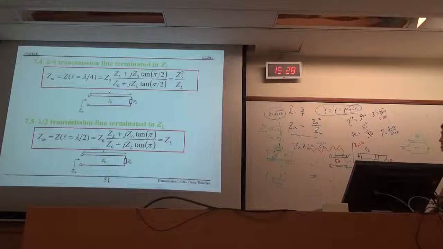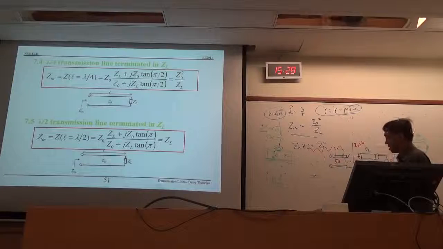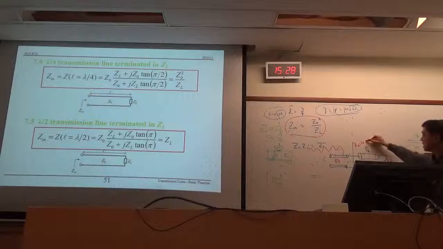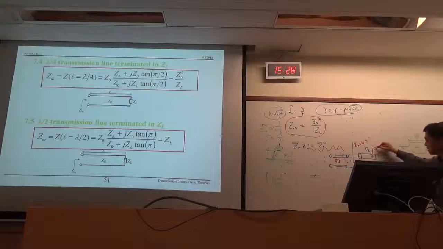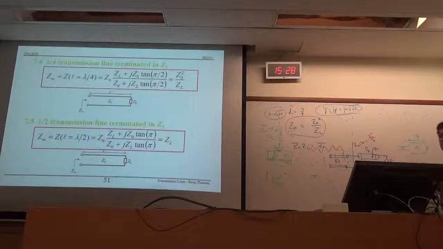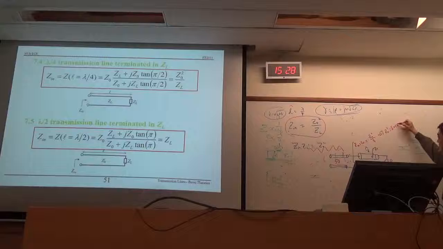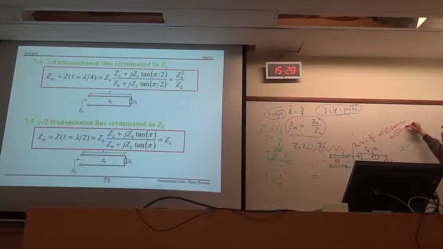Now, according to these equations over here, Zin is equal to Z0 squared over ZL. So if my Zin needs to be 50, what is the value of Z0 needed? It will be Z0 squared over 8. So I can find the Z0 needed for this transmission line. Z0 squared is equal to 8 times 50, which is 400. So Z0 is equal to the square root of 400, which is 20.